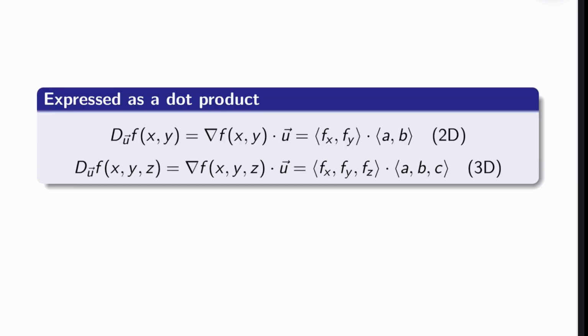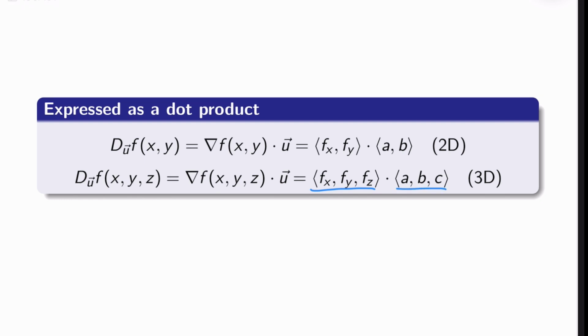Also, we can express the directional derivative as a dot product between the gradient vector and the unit vector. In finding the directional derivative, you should keep in mind that the vector u should be a unit vector. If u is not a unit vector, then we have to convert u into a unit vector, and then we can move on to solve our question.